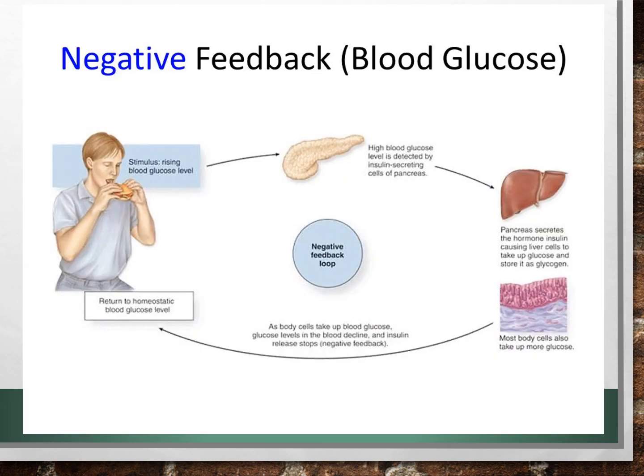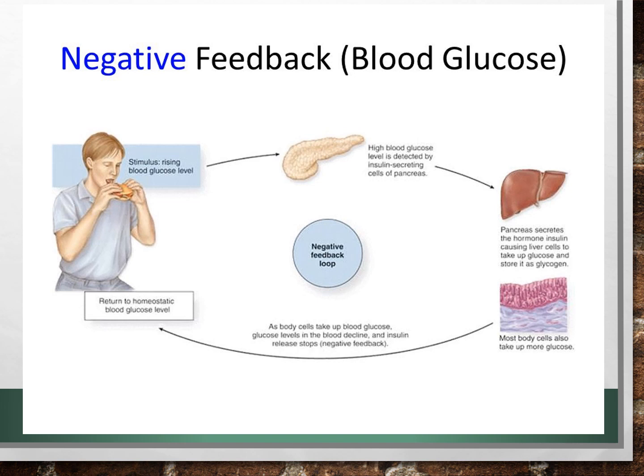Here's another good example of a negative feedback loop. Let's say we have some lunch. When we eat something, our body is going to start to break down that food into various components, and one of those is glucose, which is a sugar. When our glucose level rises, the pancreas is triggered to release something called insulin.